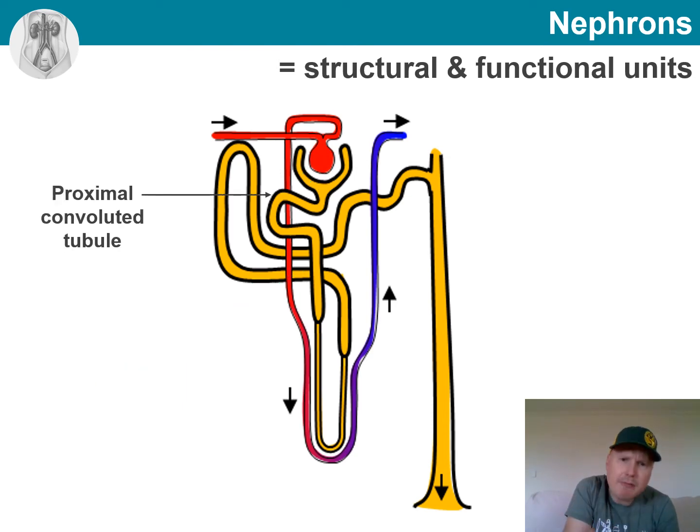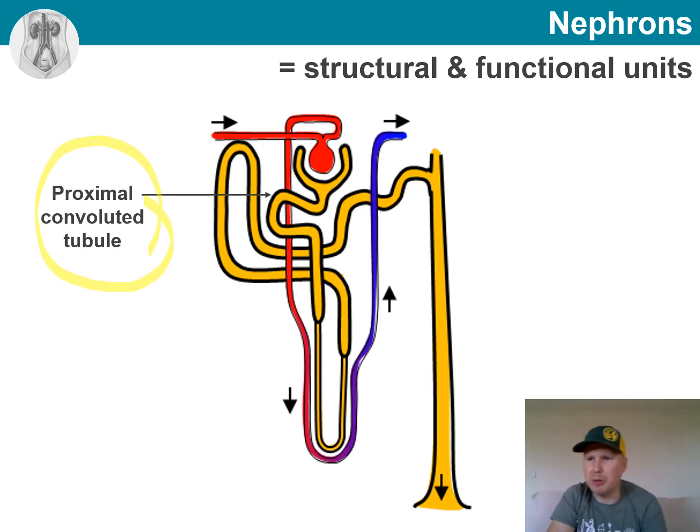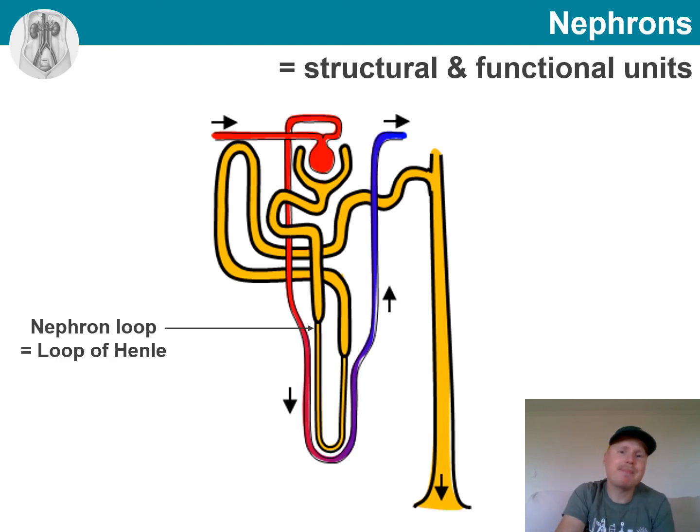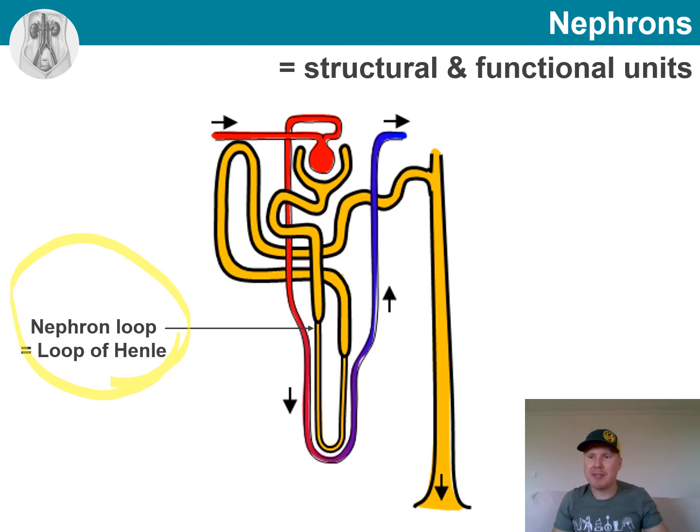Then arising from the Bowman's capsule, we have the proximal convoluted tubule. Note the name part, proximal. This is closer to the renal capsule. And now we have the nephron loop, which is sometimes also known as the loop of Henle. This is a U-shaped structure that consists of two limbs, descending and ascending limb.